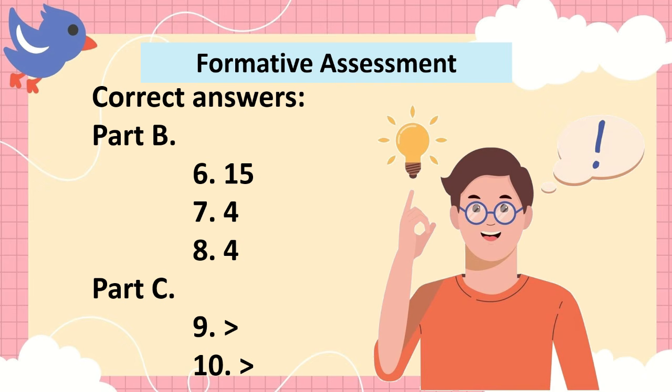So here are the correct answers. For number 6: 15, number 7: 4, number 8: 4. For part C, number 9 is greater than, and number 10 is greater than.